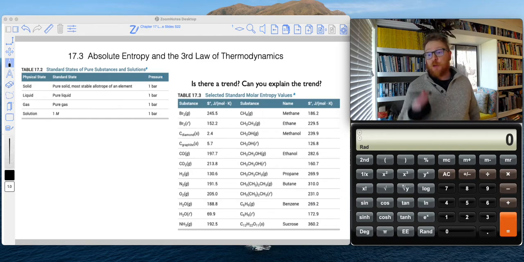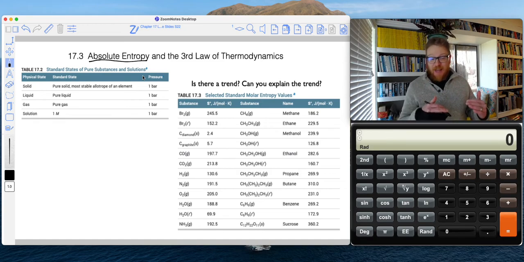From the third law, we create the basis for absolute entropy. And we've already talked about this a little bit, how when we change phases or we change chemical structure, that can change entropy. Well, that scale, like I said, is relative to the third law.